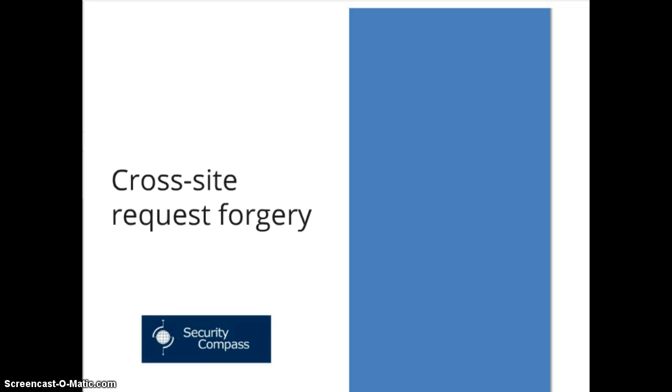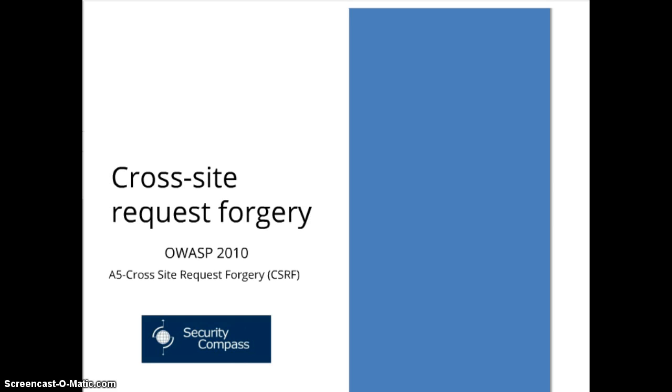On cross-site request forgery. Item A5 on the OWASP Top 10 in 2010. We ranked this risk as medium to high, and its fixability, generally speaking, as difficult, because it does take advantage of the way the web works.